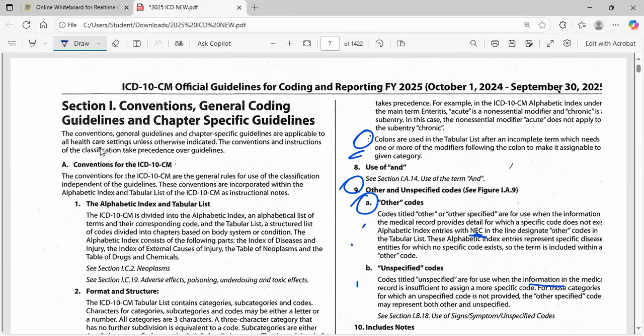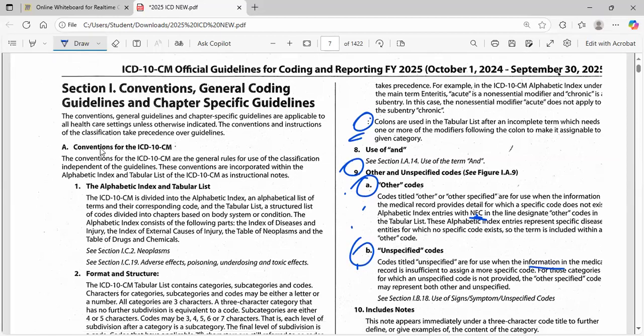Next we have other and unspecified. We have already gone through the other and unspecified codes.